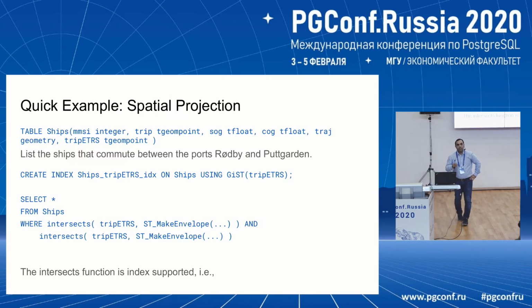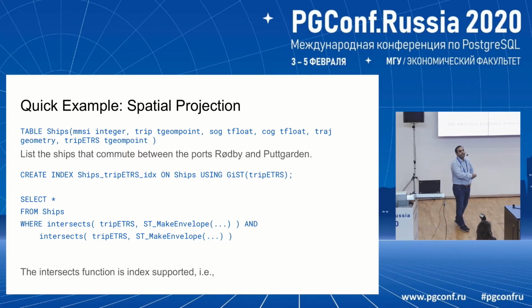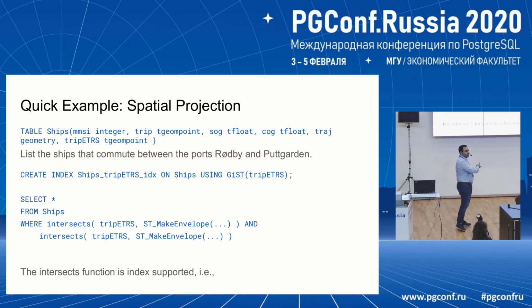So what do the queries look like in MobilityDB? Now we understand what kind of data can be ingested and how to ingest it, but what about the queries?